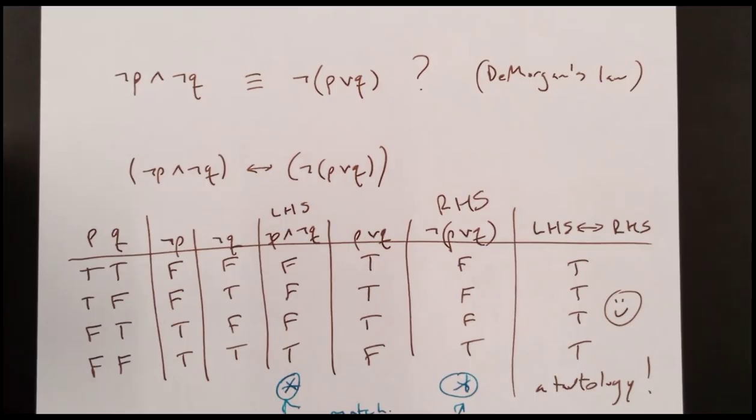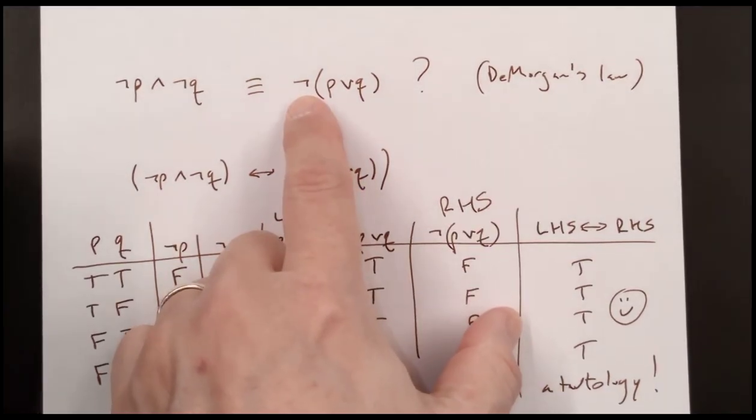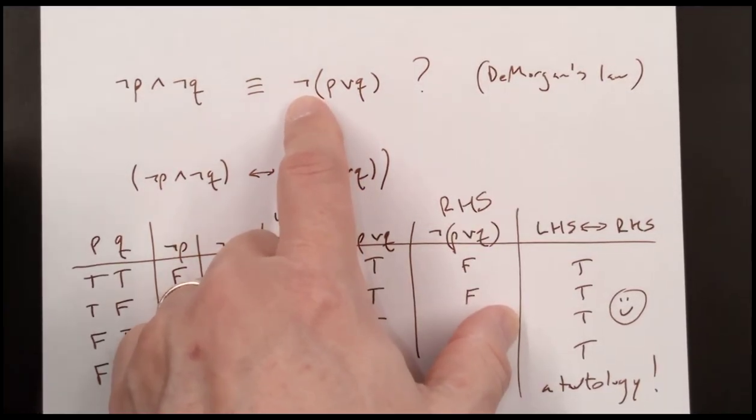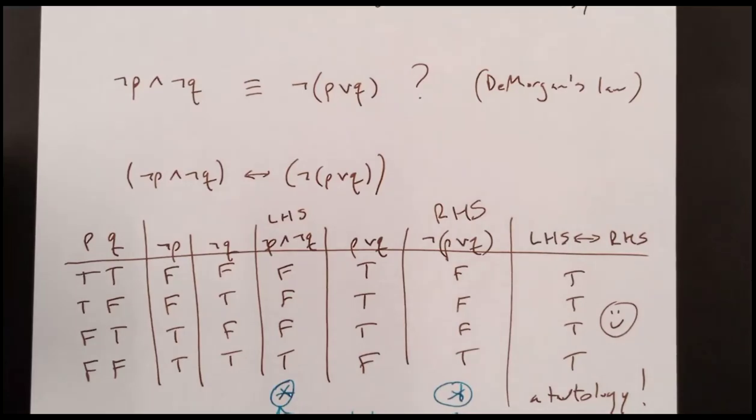Think of this like the distributive rule. I've got a not on the outside of the parentheses. I want to distribute. So I should put the not on each piece, right? But I have to change the operation in the middle to make it mean the same thing.